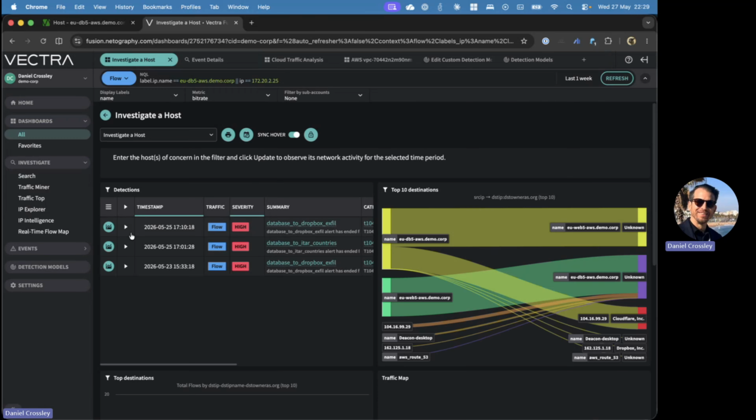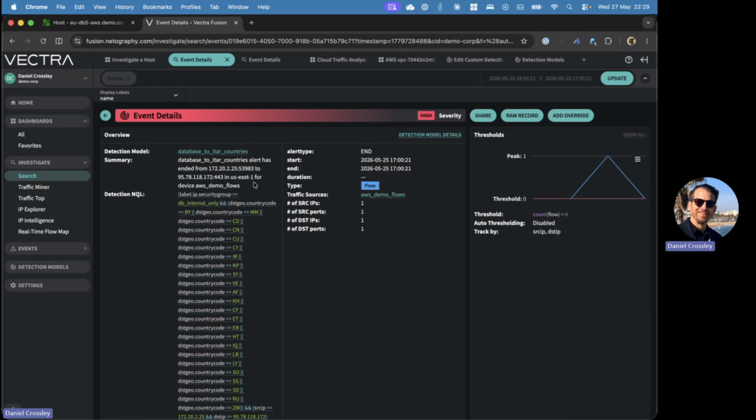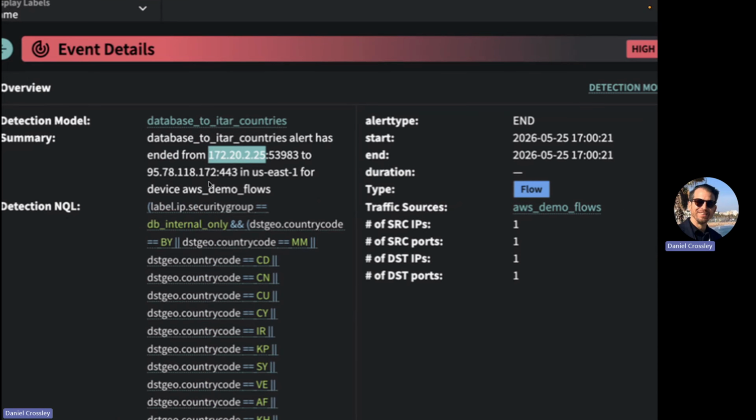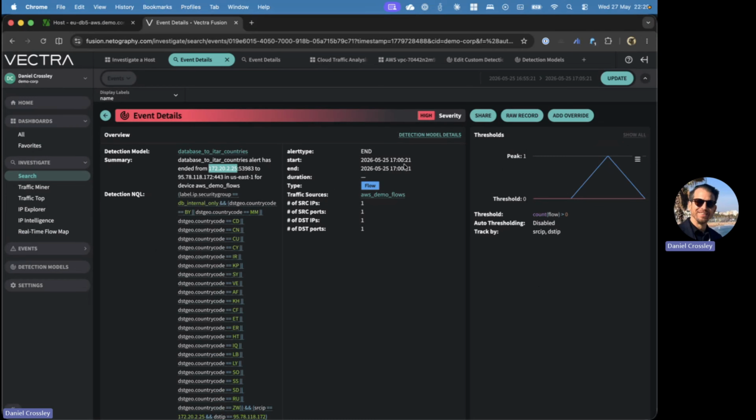So let's go back here. Additionally, there are detections for database to ITAR countries, otherwise known as countries which are known to be involved with international arms trafficking. Again, what I'm interested in is what took place and when it took place. What took place here is that there was a traffic flow from our EUDB5 server to a country identified as a country code designated as an ITAR country. It took place at this particular time. So that's interesting to my investigation.